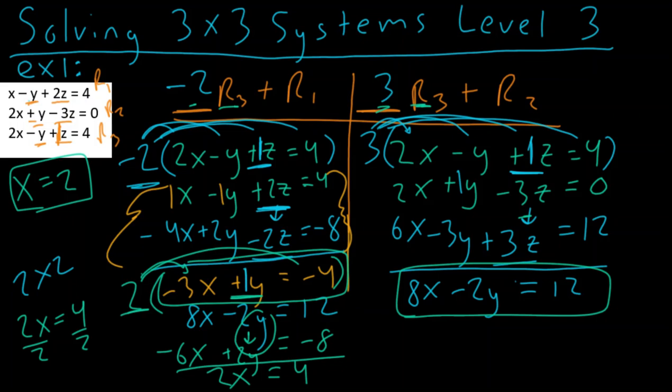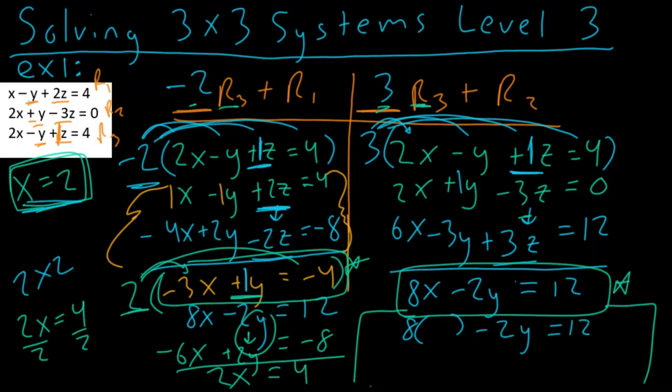Now at this point, what I want to do is take this single variable, this x that I found, and plug it into one of my 2 variable equations. Since I've got a little bit of room over here, let's go ahead and plug it in. We have 8x minus 2y is equal to 12. I'll take my x value, this positive 2, and plug it in. So I have 8 times 2, which is 16, minus 2y is equal to 12.